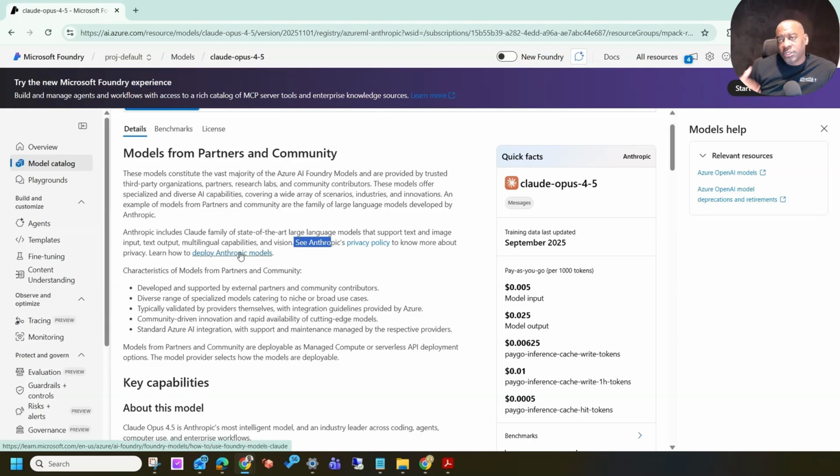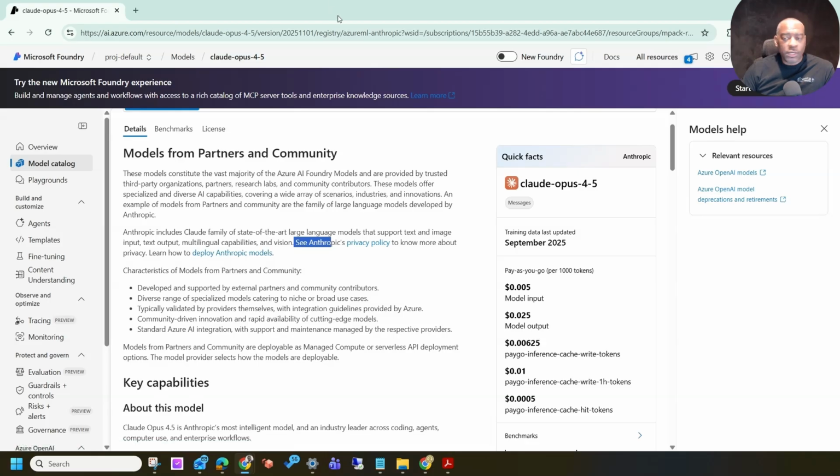So if the model is not provided by Azure, the third party or the maker of that model determines how that model will be hosted, how you interact with it, and more importantly, what they can and cannot do with your data. So understanding that flag is probably one of the most important things that you need to understand when you're deploying and setting up your models.